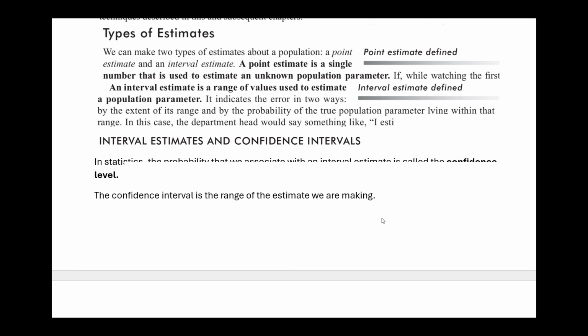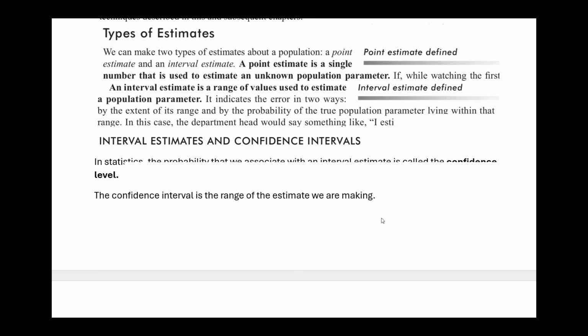There are two types of estimates: point estimates and interval estimates. A point estimate is a single number that is used to estimate an unknown population parameter. An interval estimate is a range of values used to estimate a population parameter.